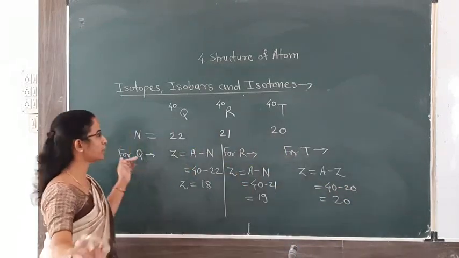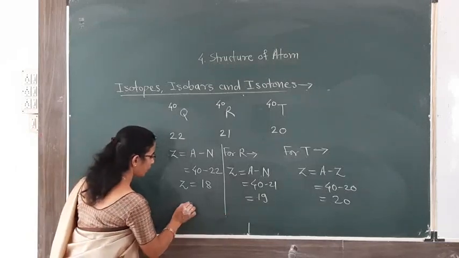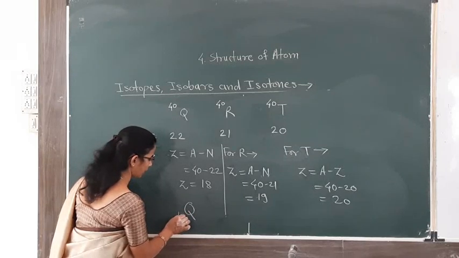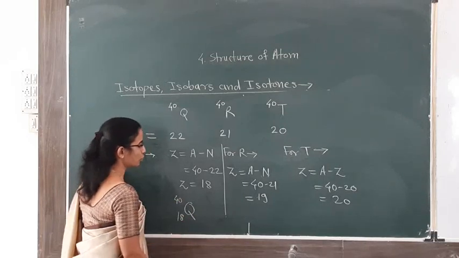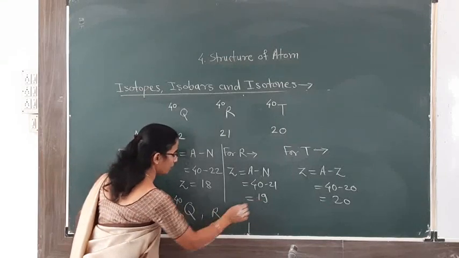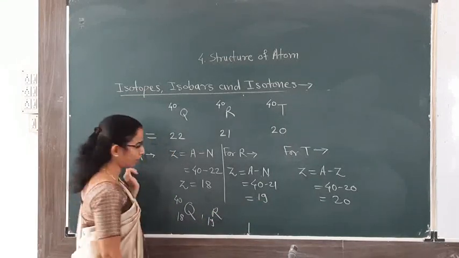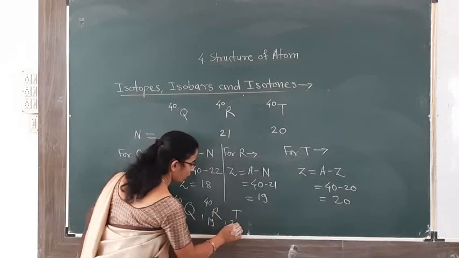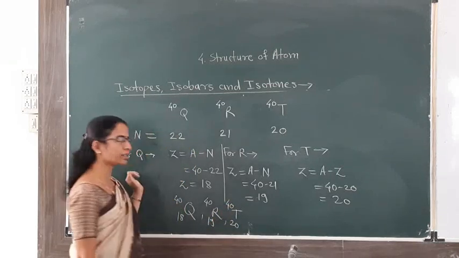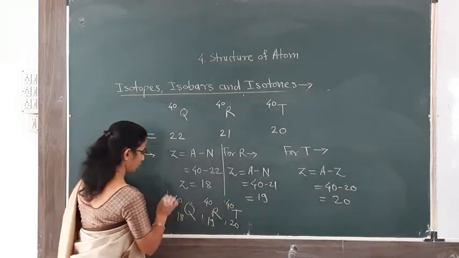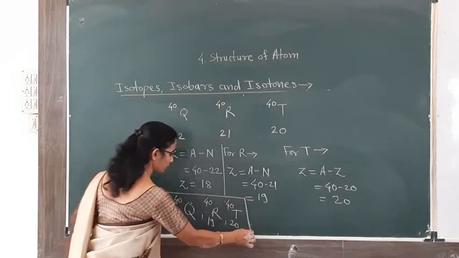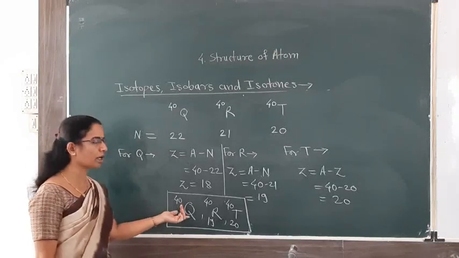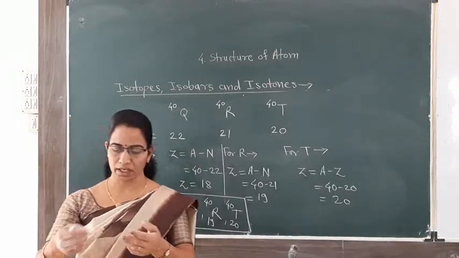So how is the composition of these elements represented? Q element will be represented with its atomic number as a subscript, that is 18, and mass number as superscript. Similarly, R will be represented with atomic number 19 and mass number 40. And T will be represented with atomic number 20 and mass number 40. So this is the representation of the composition of atoms of these elements.